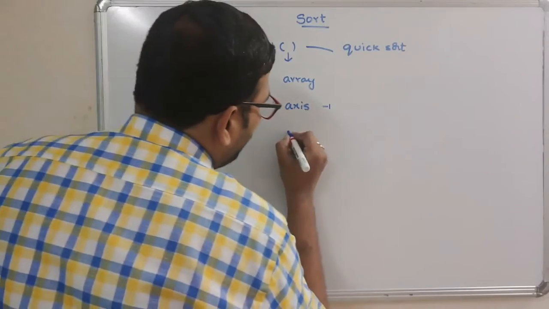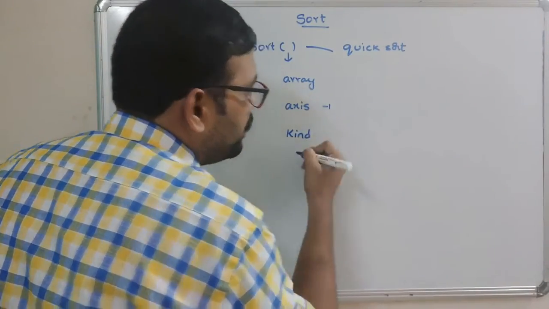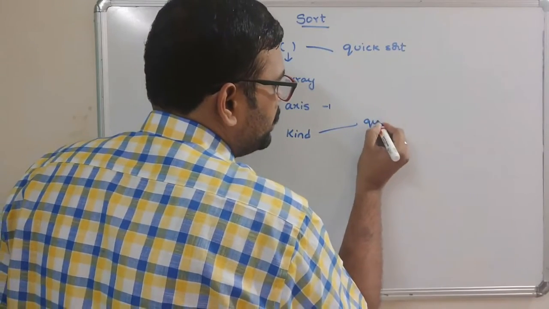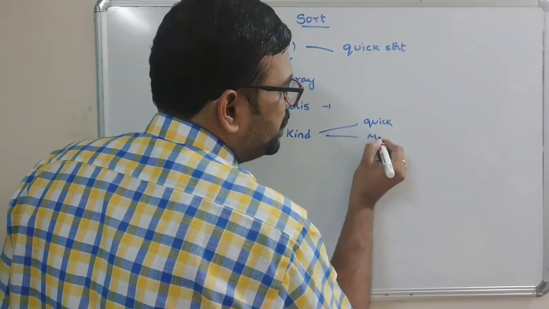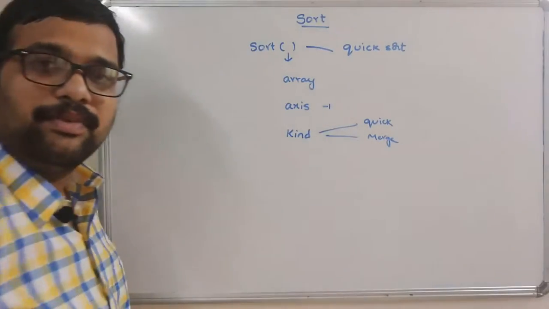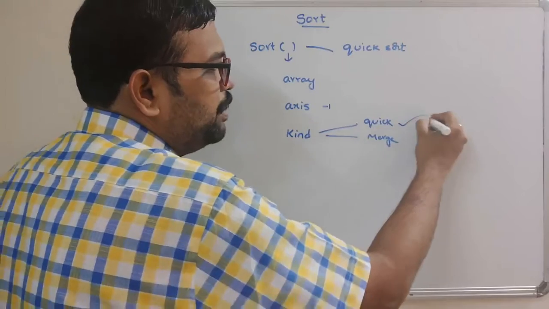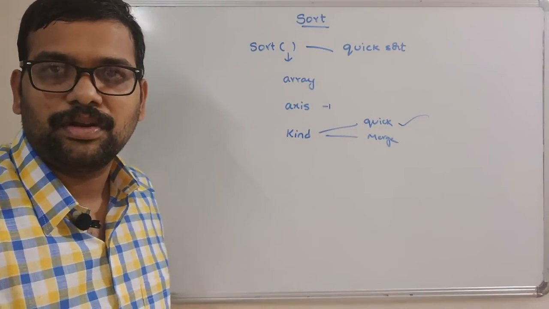And the third one is the kind. The kind attribute takes the sorting technique, either quick sort or it may be merge sort. By default it will be treating it as the quick sort technique.